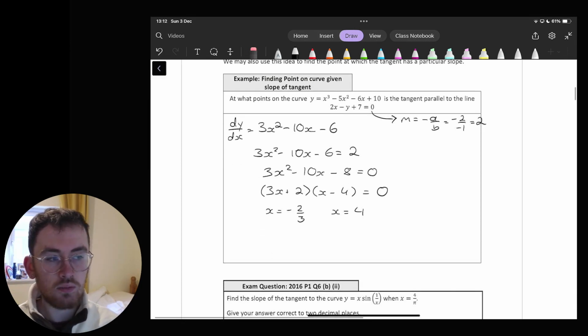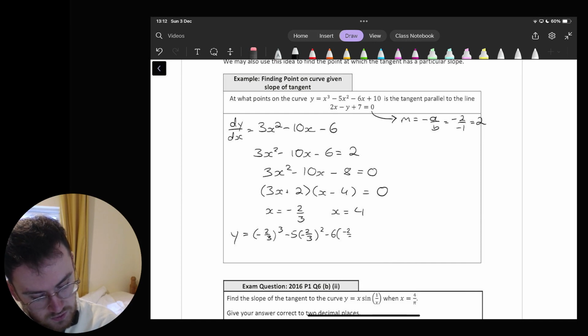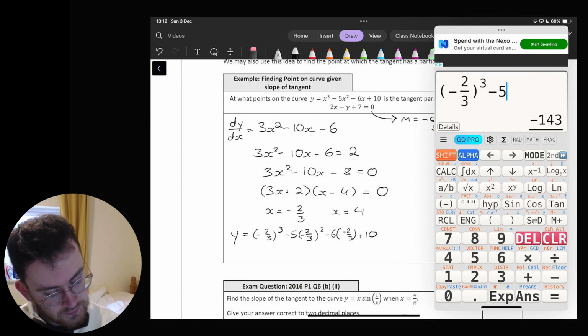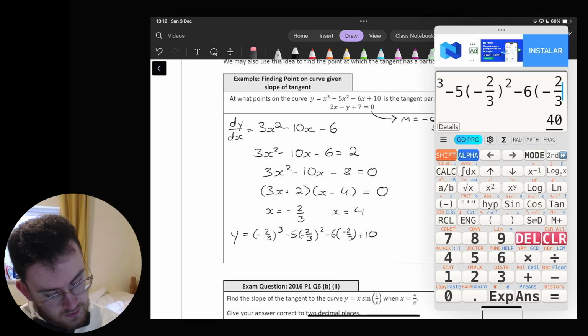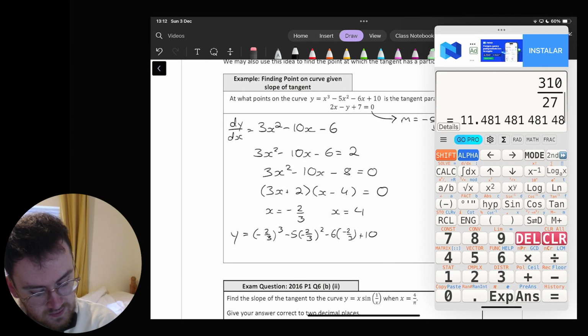Now I was asked to find what points on the curve, so I need to sub back into y. Subbing back into y for minus 2 over 3 first of all: minus 2 over 3 cubed, minus 5 times minus 2 over 3 squared, minus 6 times minus 2 over 3, plus 10. Let's use our calculator here, making sure I'm using brackets so that my calculator can account for those in doing the powers. And I get an answer of 310 over 27.